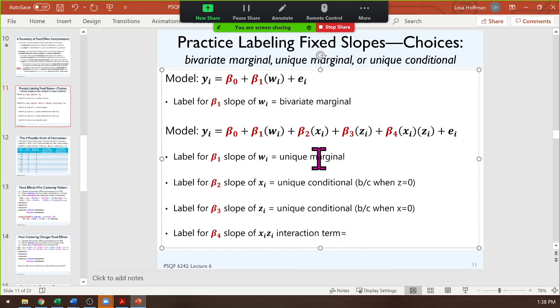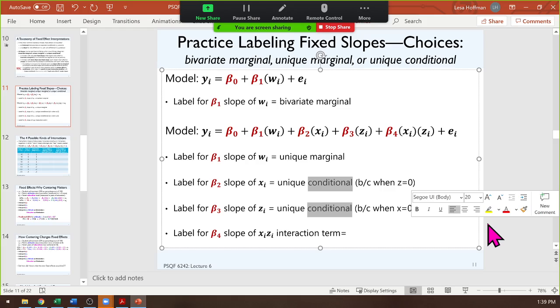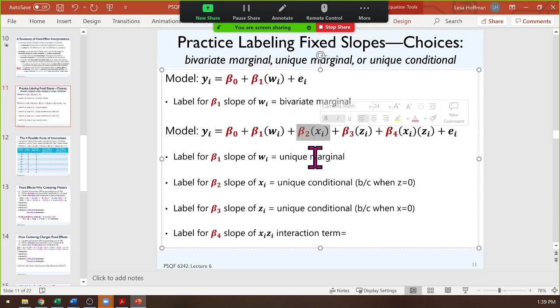So the difference, w is marginal, because beta 1 is the only thing that describes the effect of w in the model. So beta 1 is the slope of w for everybody. X and z are conditional because they're each involved in more than one term. And so the term main effect that describes, say, the effect of x is specific to when z is 0. And likewise, the main effect of z, as it's known, is specific to when x is 0.